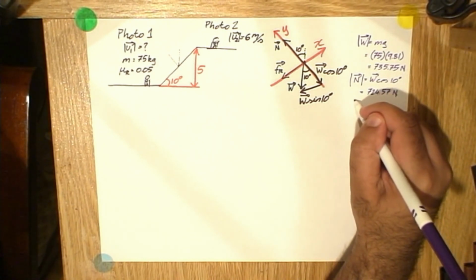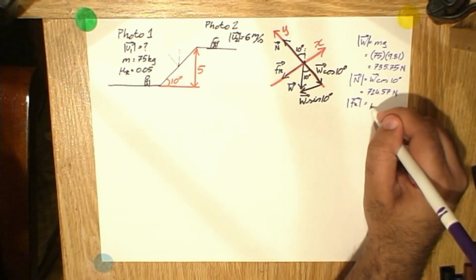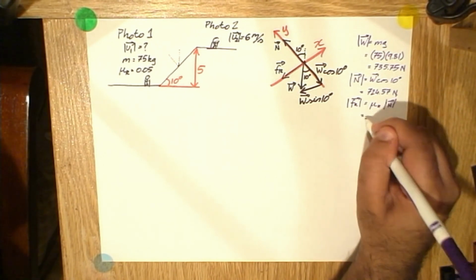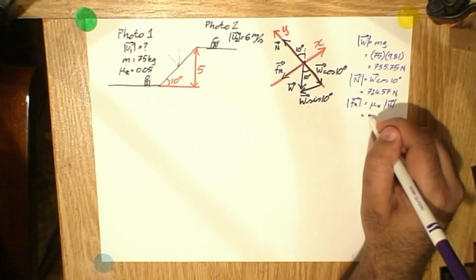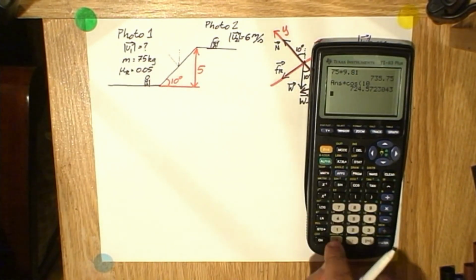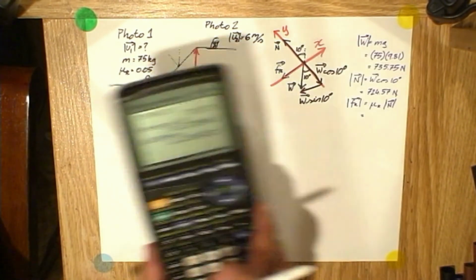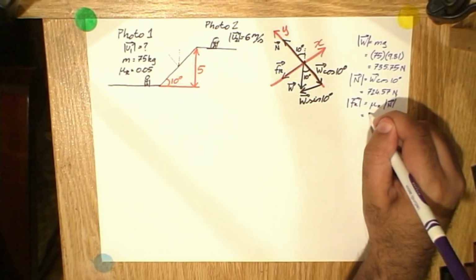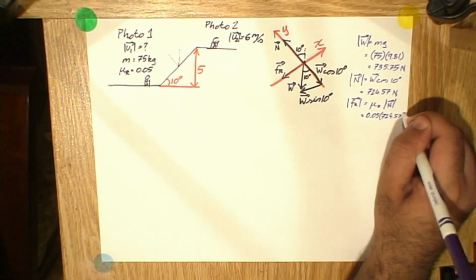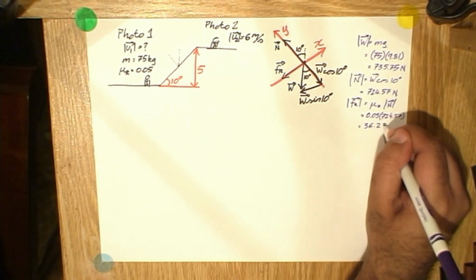And last of all, the friction force. The friction force is given by mu sub k multiplied by N, which works out to 0.05 times the normal force. So 0.05 times the normal force gives us 36.23. It's equal to 36.23 newtons.